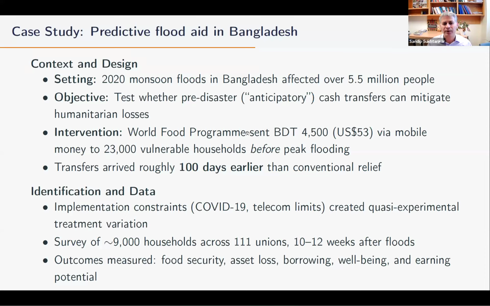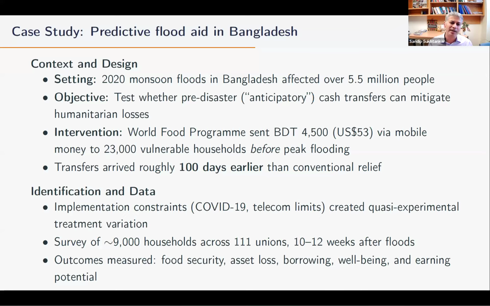And the World Food Program used this vulnerability mapping analysis. Fun fact, all the way back in 1998, I was an intern in the vulnerability analysis and mapping division of the World Food Program for one summer. But they do some great work, and they're able to predict where the floods are going to hit. We know that there's all these people living there, so why don't we send them the money?